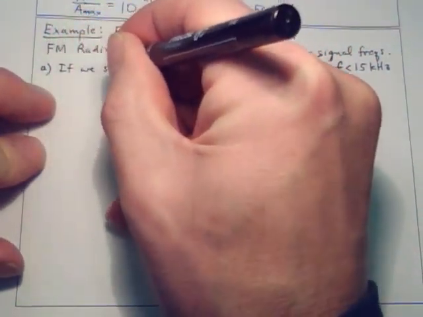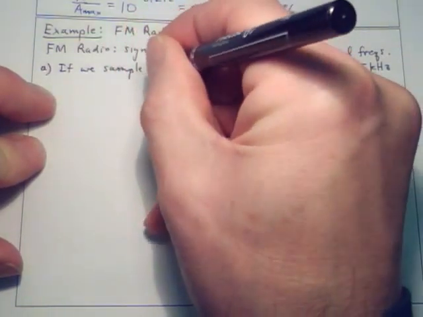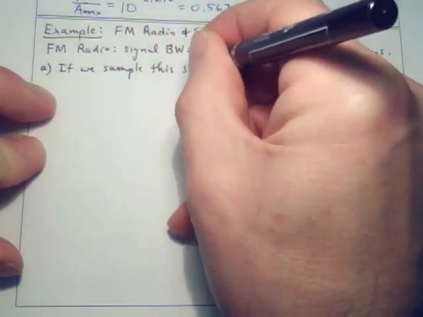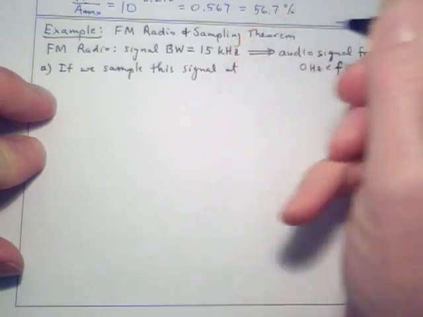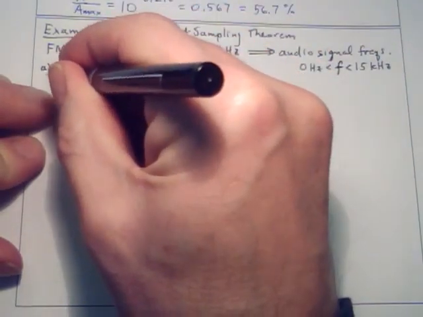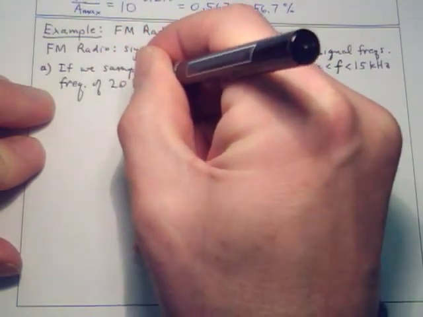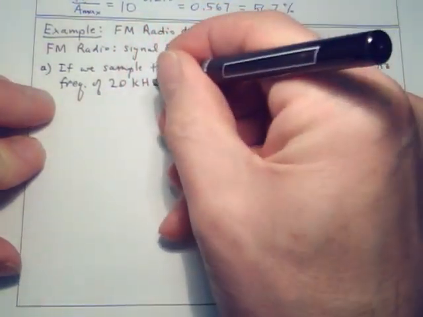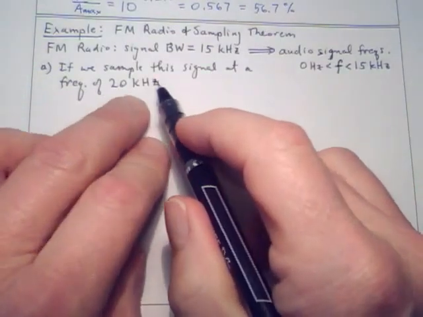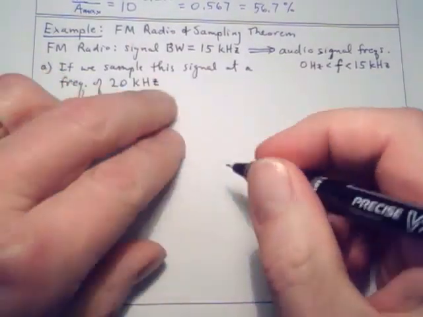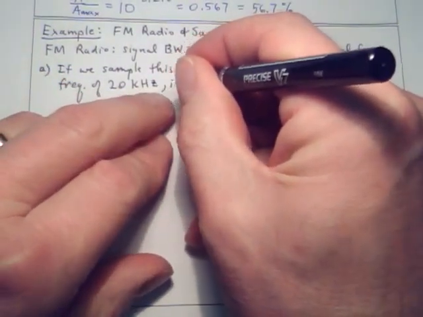If we sample this signal at a frequency of 20 kilohertz, that is a sampling rate of 20 kilohertz, is this sufficient?